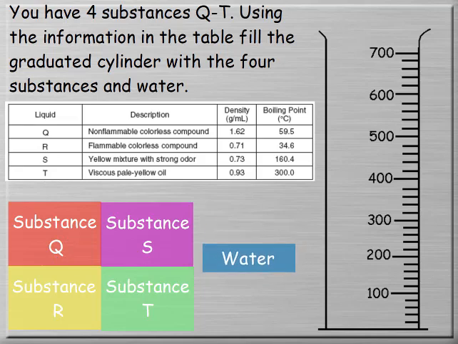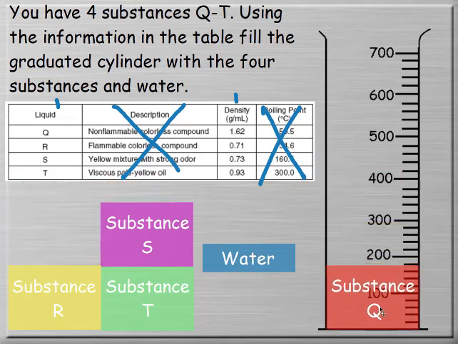Sometimes when you're given a problem, they give you extra information, like in this problem. We didn't care about the boiling point, and we also really don't care about the description. The only thing that we need to know in order to rank these is which liquids have which densities. Substance Q has the largest density, and it is greater than the density of water. So Q should have been on the very bottom.